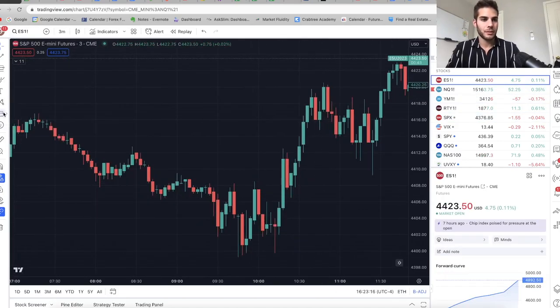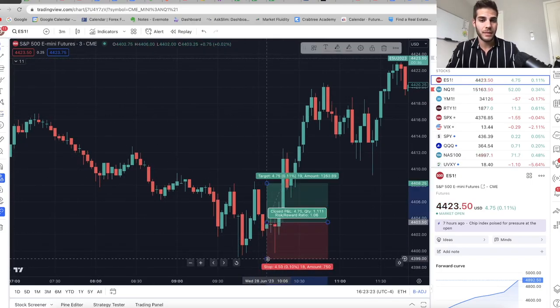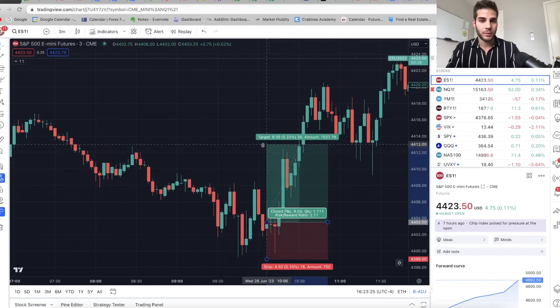Personally, I took this awesome long today. I actually got in on the pullback and then I got in some adds as we sold off because it was close to my stop loss. Target was above the swing high.